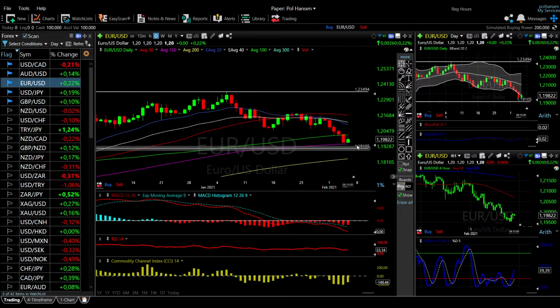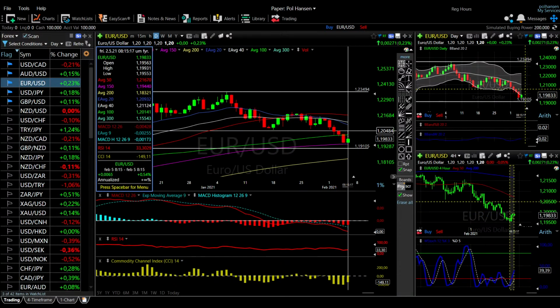But at this moment, I think that this is looking really nice, because we have found major support here. We are on the edge of being oversold. We are way overstretched here in the Bollinger Band. And in worst case scenario, this should go towards the middle of the Bollinger Band. So roughly up 1% or 130 pips. So that could be a case.